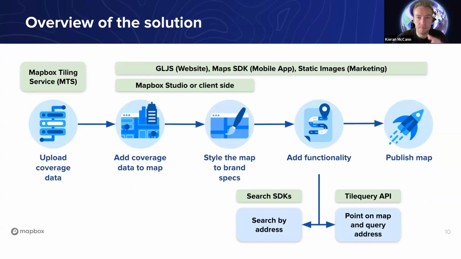Usually this is files that you're getting from upstream from your network team. You're taking this data, maybe it's in various formats. We can help you work through those formats to get it into something that's compatible with MTS. We have lots of docs on how to do that. But you're taking your data and then uploading that coverage data to Mapbox Tiling Service.